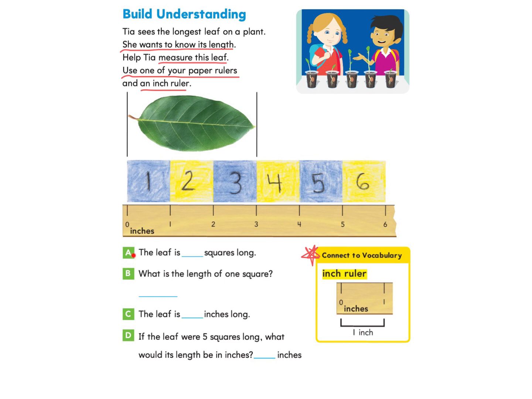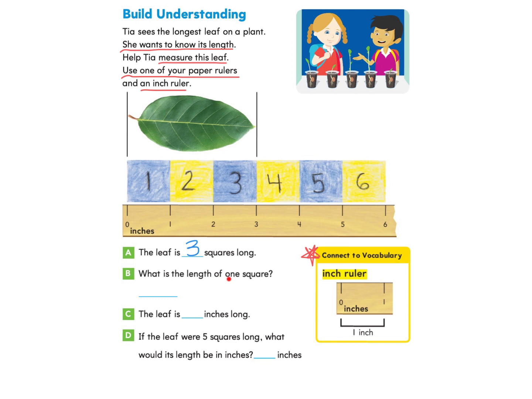So let's take a look first at part A. The leaf is blank squares long. So using this paper ruler, how many squares is the leaf? The leaf is 3 squares. 1, 2, 3. Nice job. Now we're going to look at part B.